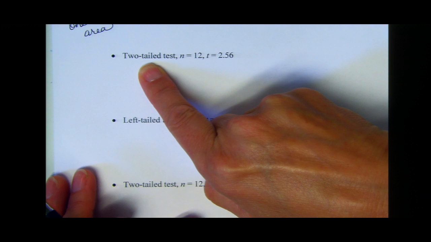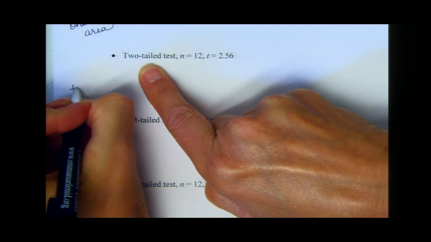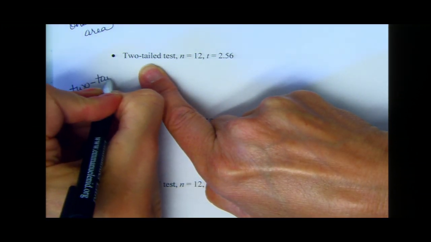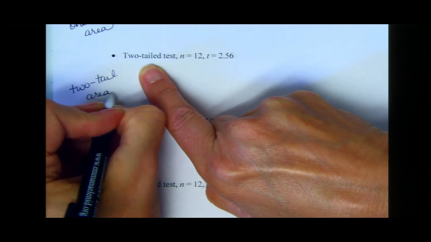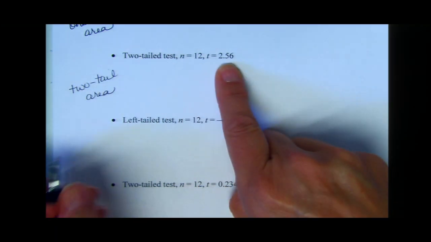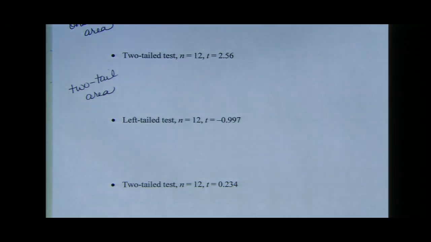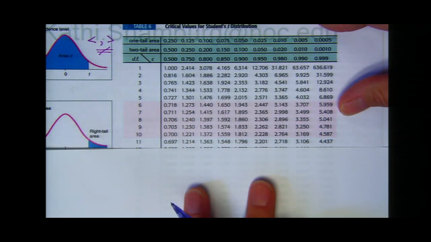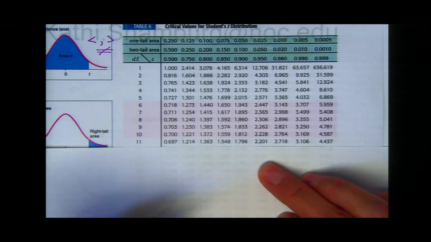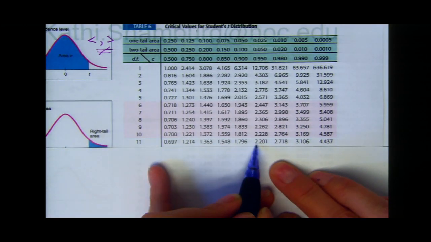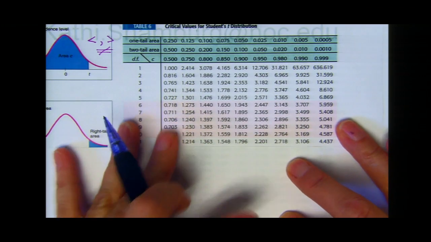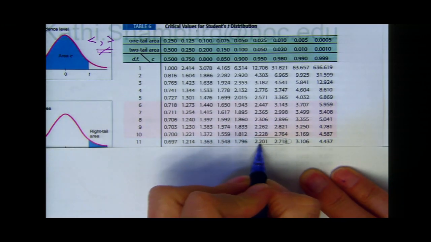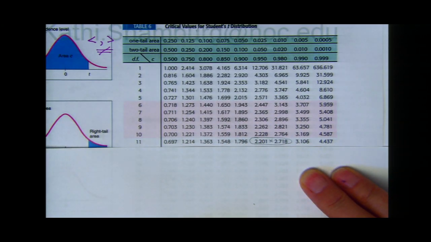Now it shows me that I have a two-tailed test. And a two-tailed test means I have two-tail area. My DF is still 11, and now I'm looking for 2.56. So, come to 11, 2.56. Okay, here's 2.2, 2.718. So the number I'm looking for falls between these two values.